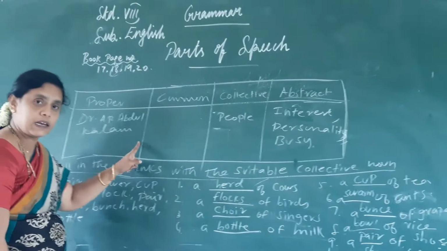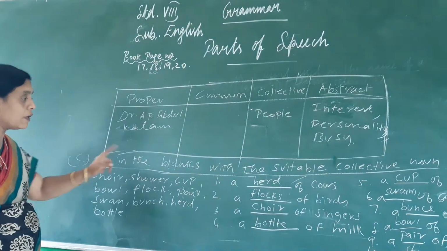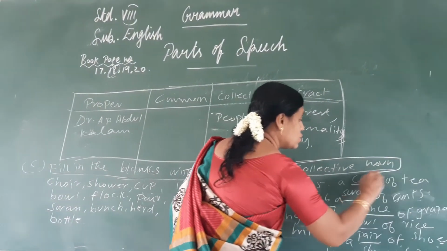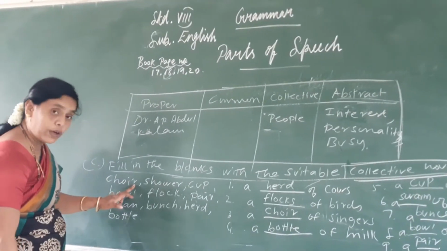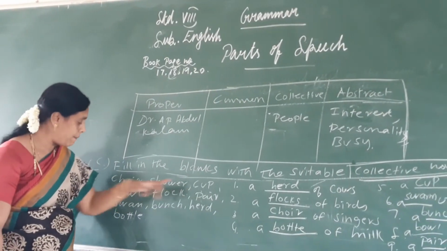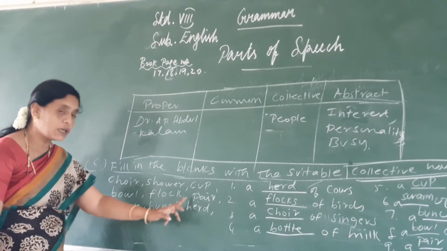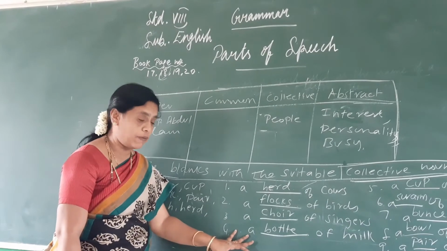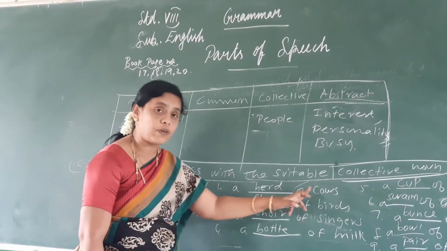And this is the second exercise. Now the third one is C. Filling the blanks with the suitable collective noun. Here they have given some words: choir, shower, cup, bowl, floor, pad, swan, bunch, herd, flock. And they have given 10 fill-ups. See here, the first one is a dash of cows.